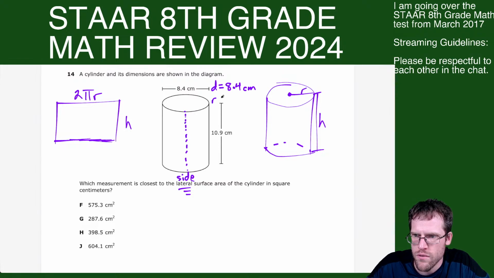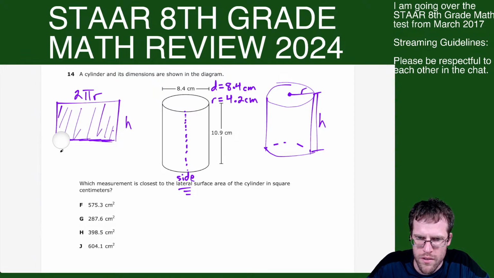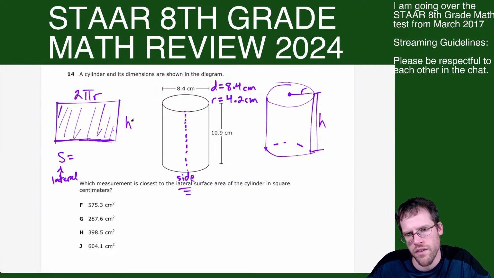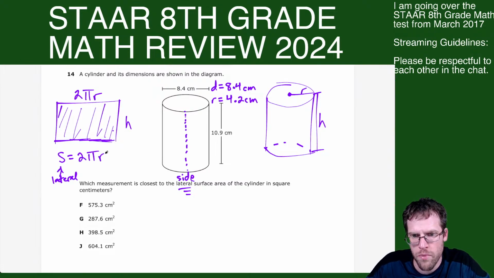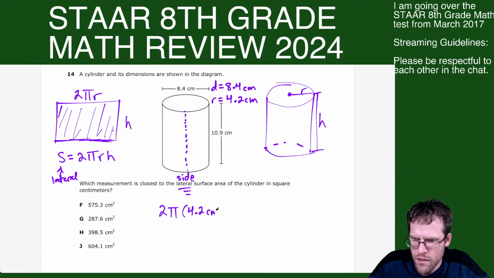For the lateral surface area, here we have the diameter is 8.4. So the radius would be half of that, 4.2. The lateral surface area is the area of this rectangle that we're looking at. And the area of a rectangle is length times width. So this would just be 2 pi r times h. The radius of this cylinder is 4.2 centimeters and the height is 10.9 centimeters. Centimeters times centimeters is square centimeters. That's where the units are coming from.